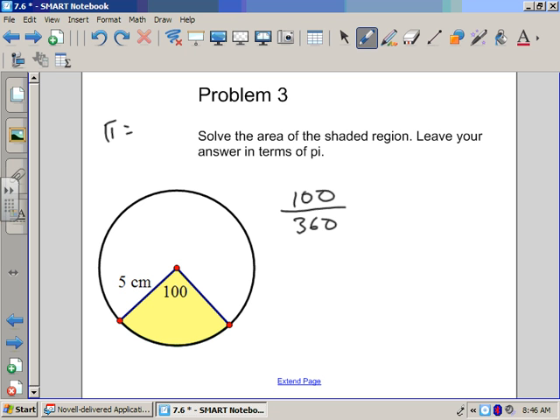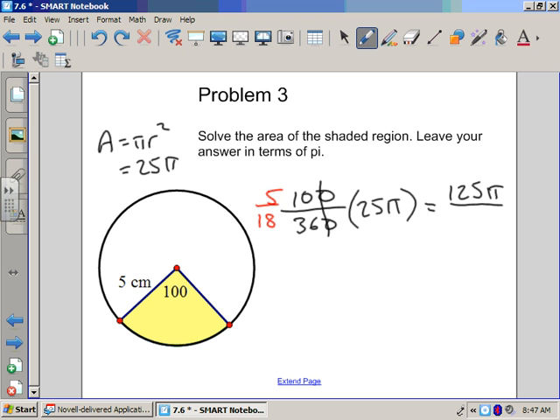Well, remember that the area is equal to, what on earth is that? The area is equal to pi r squared. So in this particular case, the area is going to be equal to 25 pi. Let's multiply 100 over 360 by 25 pi. Let's see, scratch out the zeros. 2 goes into 10 and into 36, which will give me 5 and 18, and I'm pretty much stuck. So my answer is going to be 5 times 25 times pi, which is 125 pi, divided by 18.